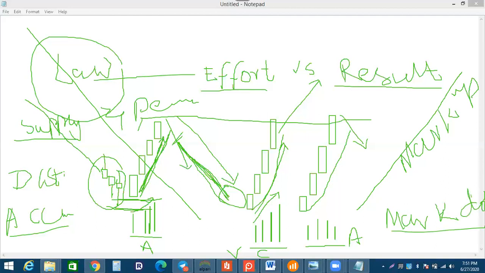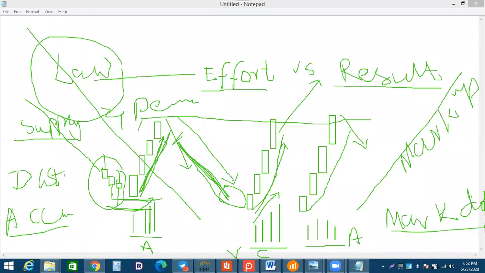So now here the four things come again: distribution, accumulation, markup, markdown. First we clear these four things. These four things are very important. After these four things, all the concepts, all the strategies, all the rules we will learn. These four things must be very clear.